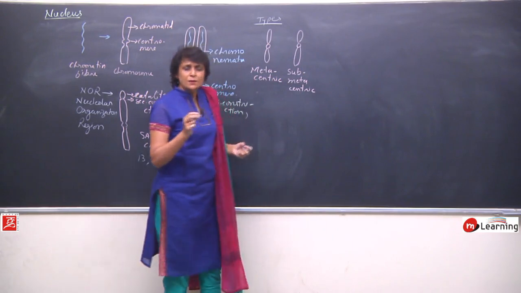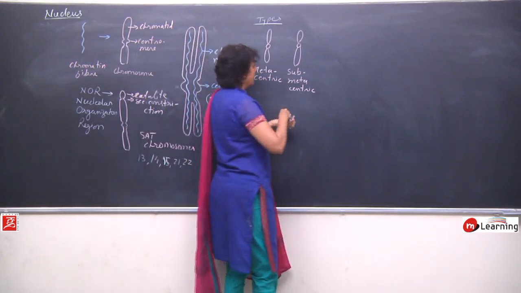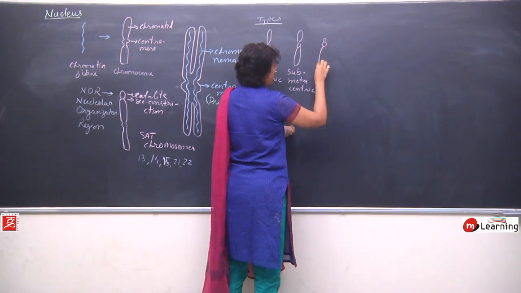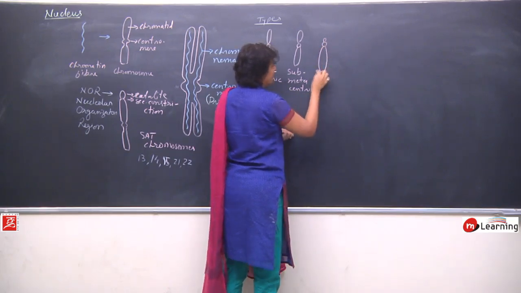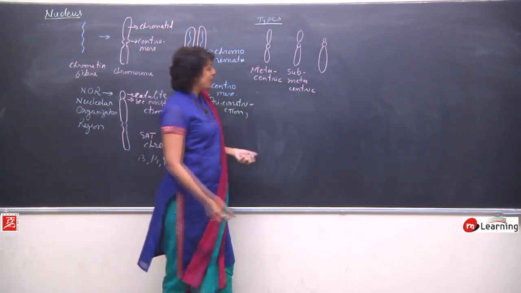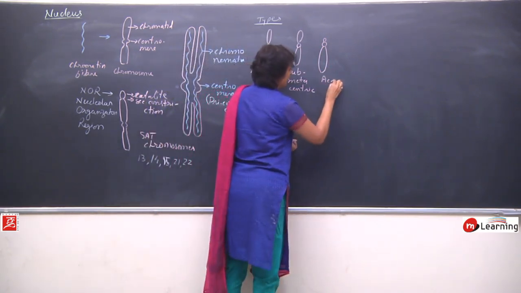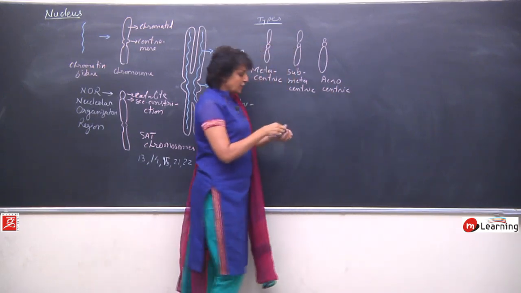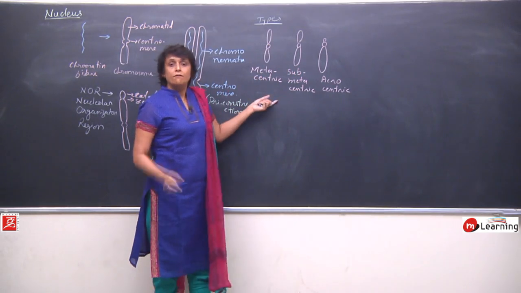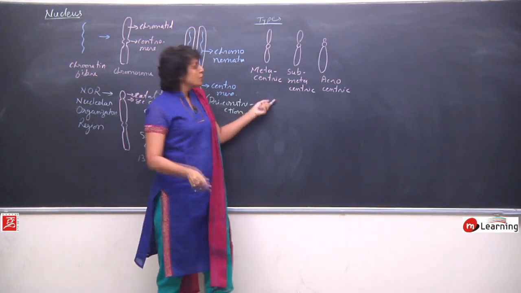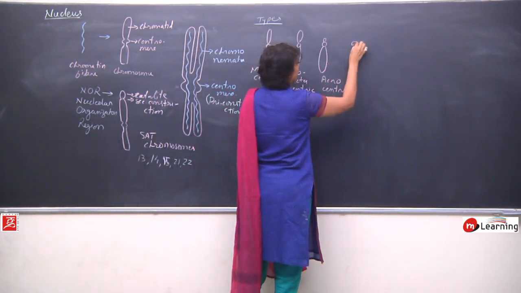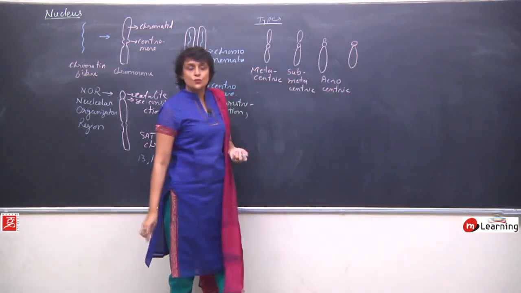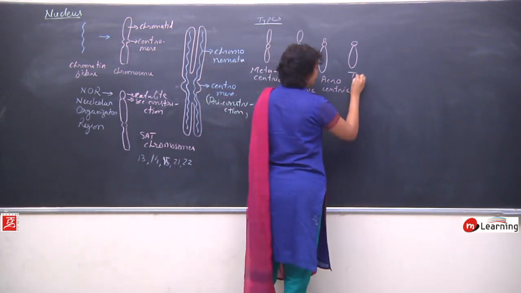So there is a difference in the length of these two arms. If one arm is very, very small and the other arm is very long, then such are known as acrocentric. And the fourth one is when one arm is totally absent. So there is a centromere and only one arm. Then such type of chromosomes are known as telocentric.